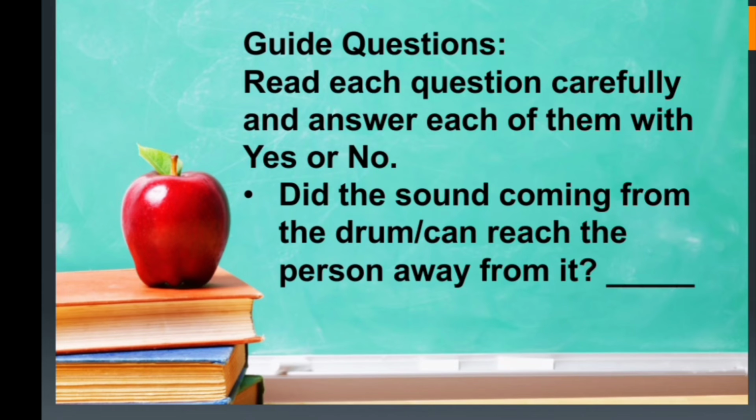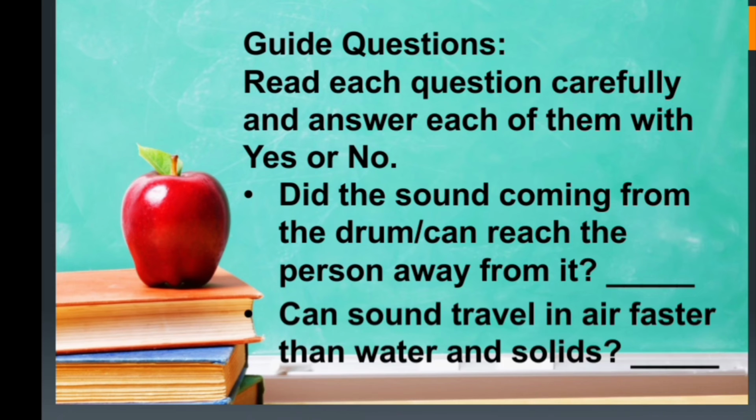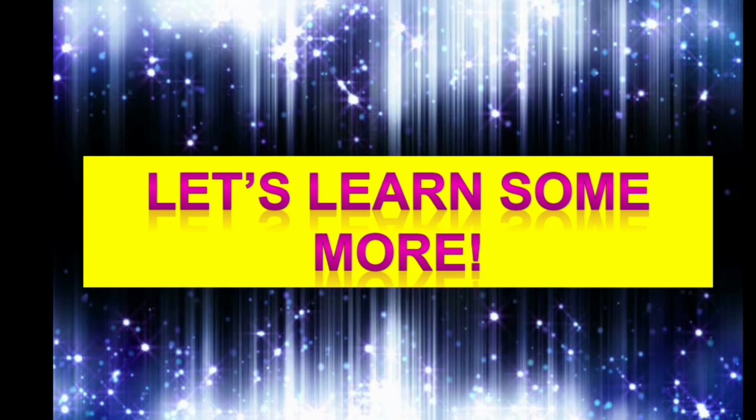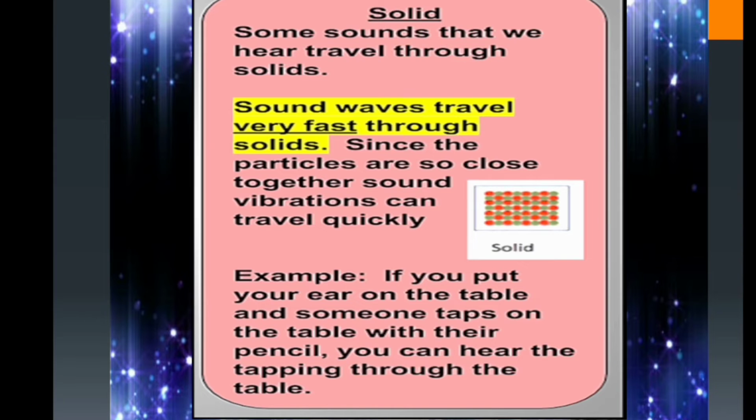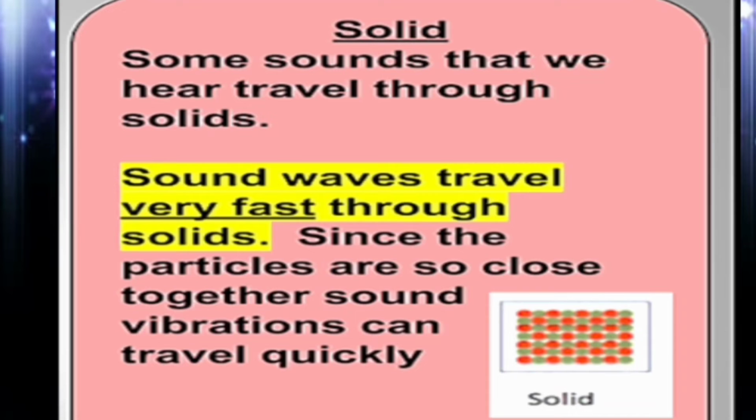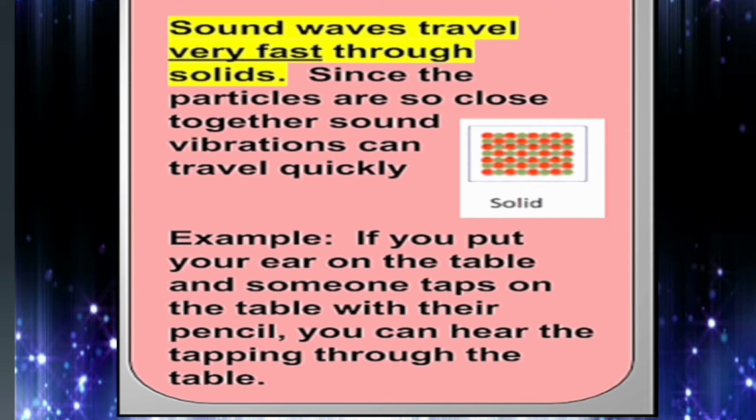Questions. Can the sound coming from the drum reach the person away from it? Can sound travel in air faster than water and solids? Let's learn some more. Some sounds that we hear travel through solids. Sound waves travel very fast through solids. Since the particles are so close together, sound vibrations can travel quickly. For example, if you put your ear on the table and someone taps on the table with their pencil, you can hear the tapping through the table.